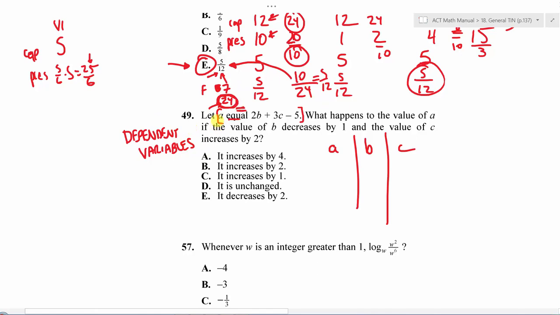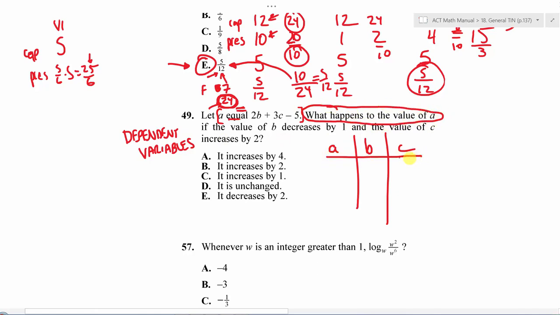So let's go ahead and read through this whole question. Let A equal 2b plus 3c minus 5. What happens to the value of A if the value of B decreases by 1 and C increases by 2? So this is what they're asking. They're asking what happens to the value of A.